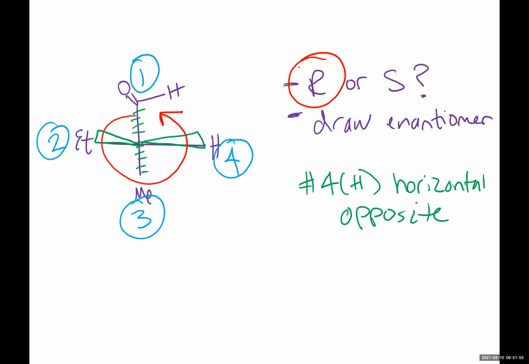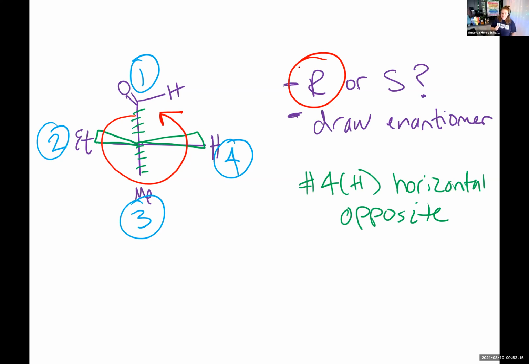I did have a question in regards to the placement of the hydrogen. Yes. Is that like always, if it's horizontal, it's always going to be wedged? Yes, that's just the rules of Fischer. Anything on a horizontal is a wedge, and anything on a vertical is a dash. Okay, thank you.